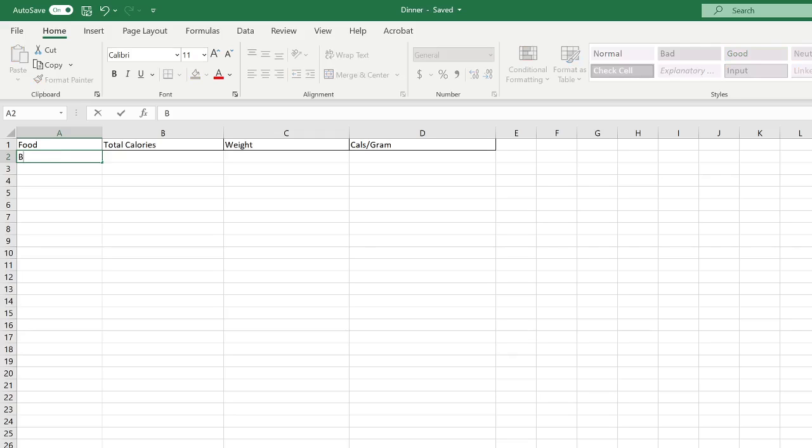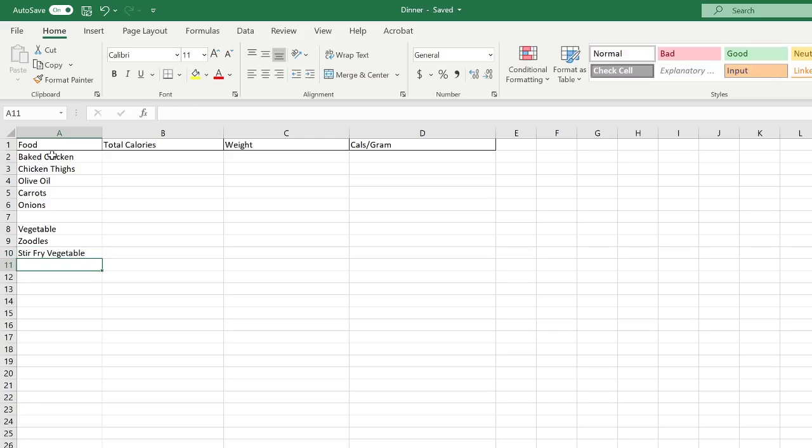So we had two dishes, a baked chicken dish, which consisted of chicken thighs, olive oil, carrots, and onions, and a vegetable dish which consisted of zucchini noodles or zoodles, a frozen bag of stir-fry vegetable mix, a frozen bag of onion and peppers, and a can of garbanzo beans.